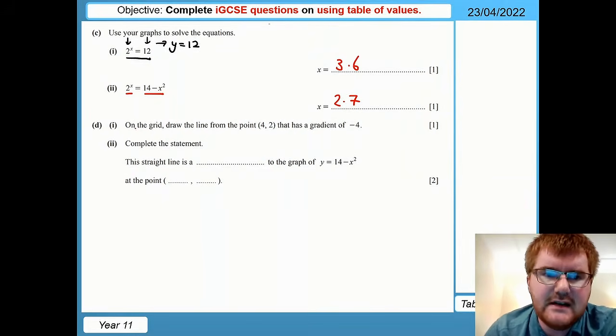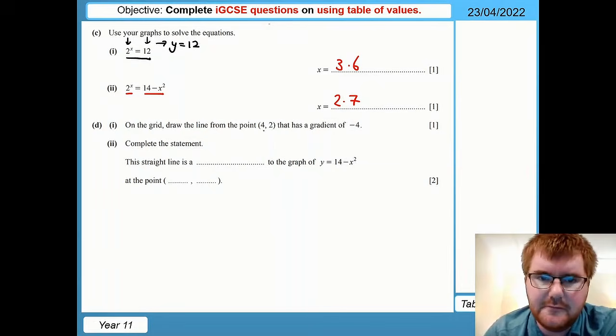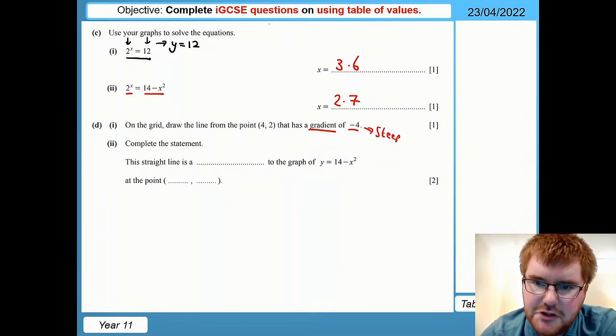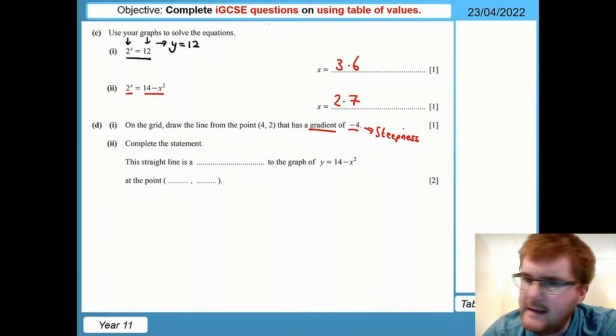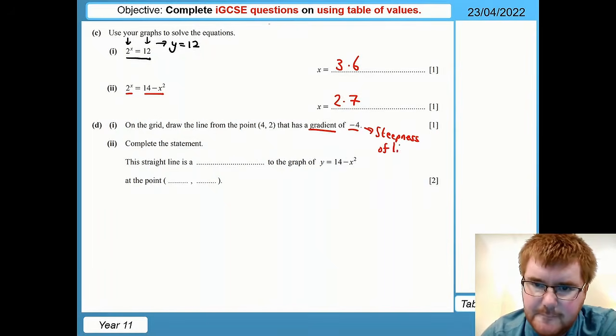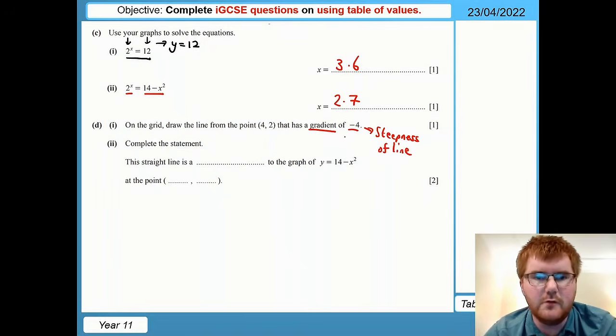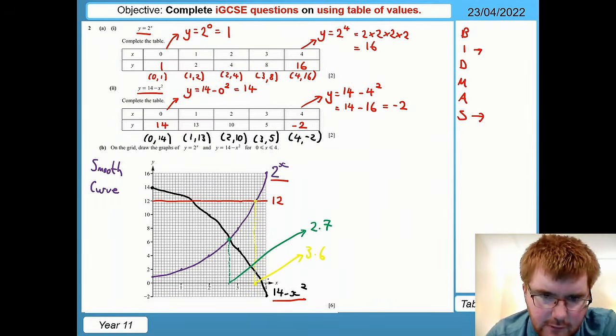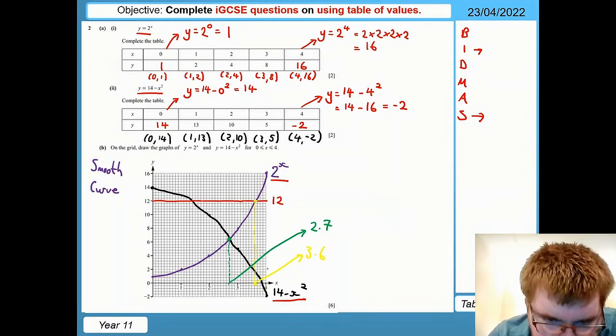Now for question D, on the grid, we need to draw the line from the point 4,2 that has a gradient of -4. So what a gradient means, remember, means the steepness of the line. And I'll show you where the -4 comes in a little bit later on our graph. So steepness of line. So let's start with 4,2. So let's find 4,2 on here. So 4 along and 2 upwards. That's going to be here.